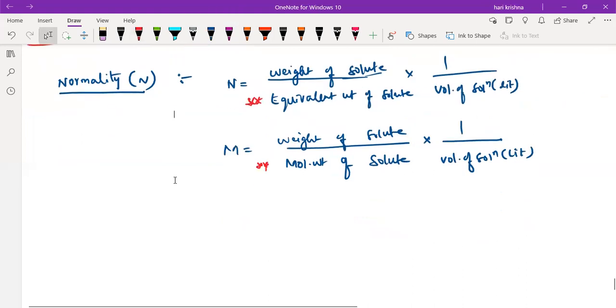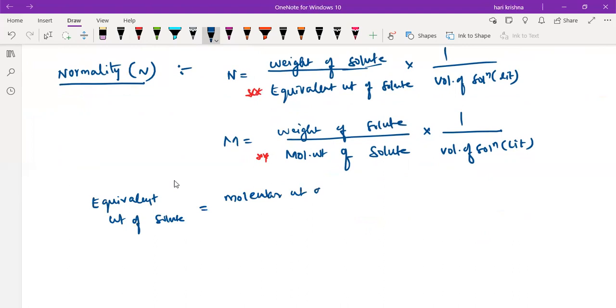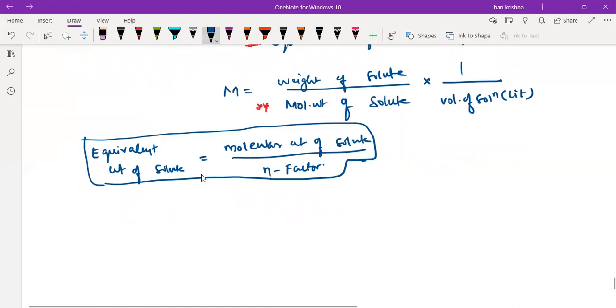Again, you have one more formula. Equivalent weight of solute is equal to molecular weight of solute by n factor. Okay, this is the formula for the equivalent weight of solute. What is the meaning of n factor then? So we'll write the n factor here.